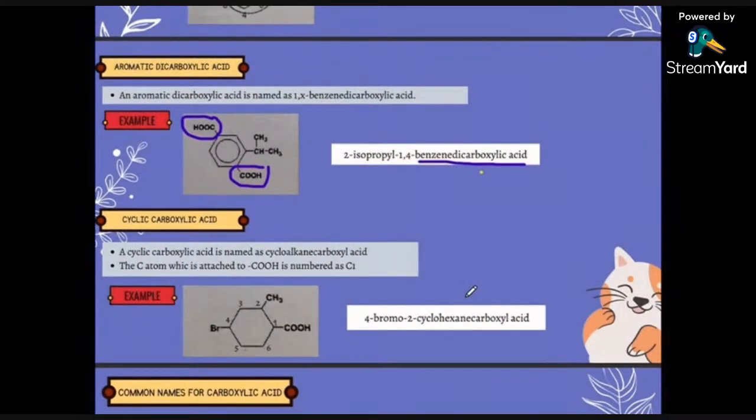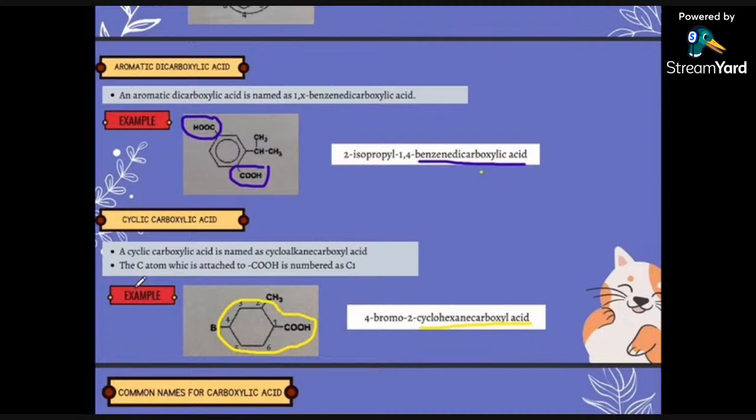Lastly, we have cyclic carboxylic acid. For this compound, a cyclic carboxylic acid is named as cycloalkane carboxylic acid. Contohnya, jika terdapat cyclic carboxylic acid di dalam compound, contohnya macam ni, automatik nama di belakangnya kita akan tulis sebagai cyclohexane carboxylic acid sebab dia ada 6 karbon.